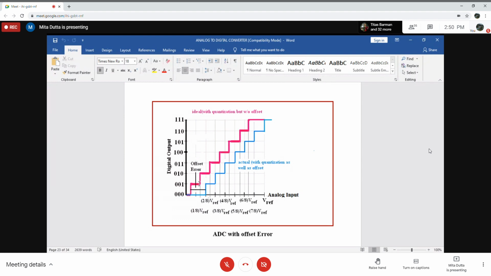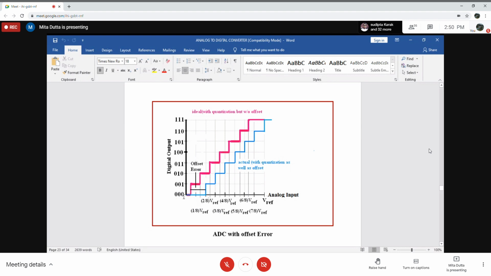Now, can you tell me what will be the offset error in terms of LSB for this? 1.5. Yes, how is it 1.5? Ma'am, it will be from 0.5 to 2. Thus, we can calculate this.